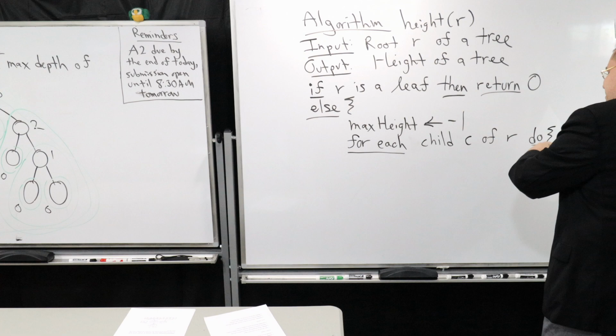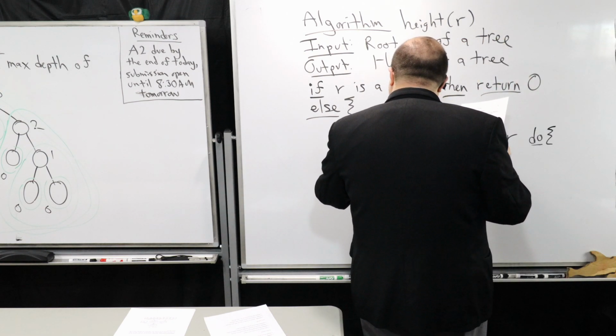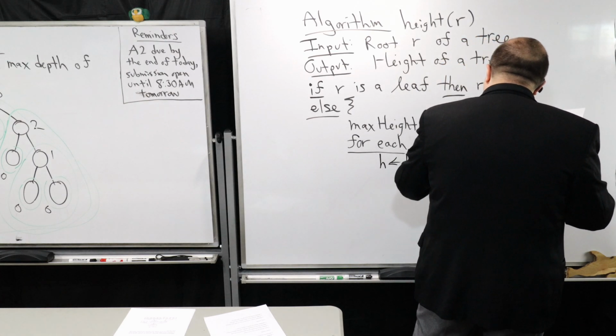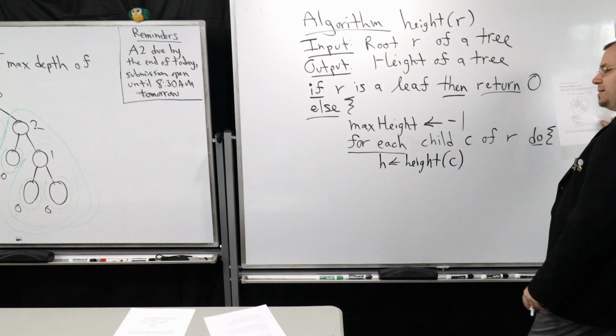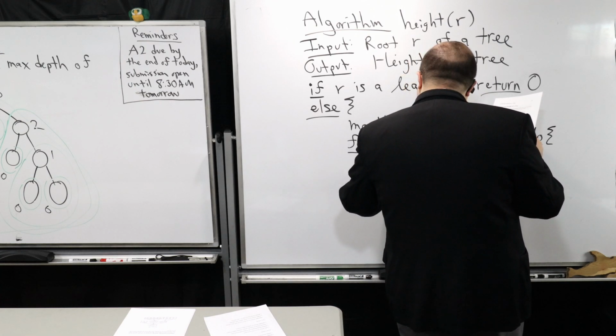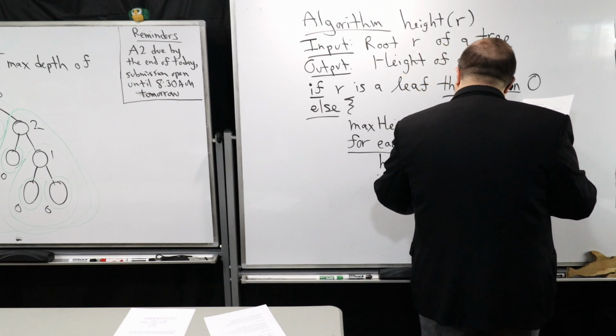For each child C of R, we're going to do the following. I compute the height, so I'm going to do a recursive call on the child C. And then all I'm going to do is ask if that is, in fact, bigger than the current maximum height I have.